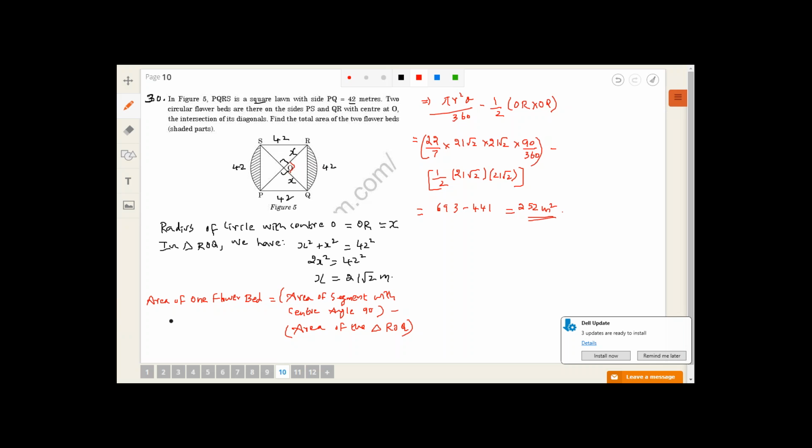But this is the value of just one flower bed, so we need the value of two flower beds. So the total area will be equal to the area of two flower beds, that is equal to 2 into the area of one flower bed, which is 252, that is found here. So the answer will be equal to 504 meter square. So the area of the shaded portion, or we can say the total area of the two flower beds, will be equal to 504 meter square.